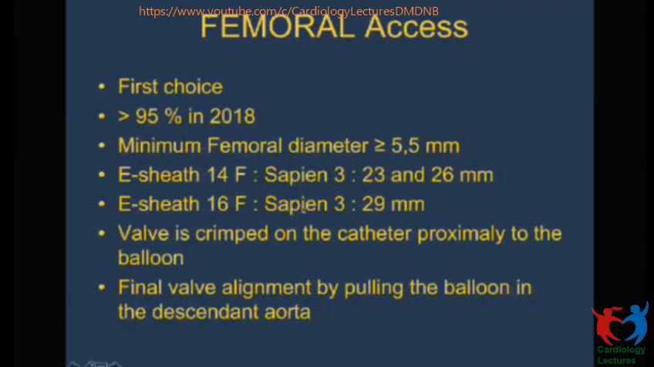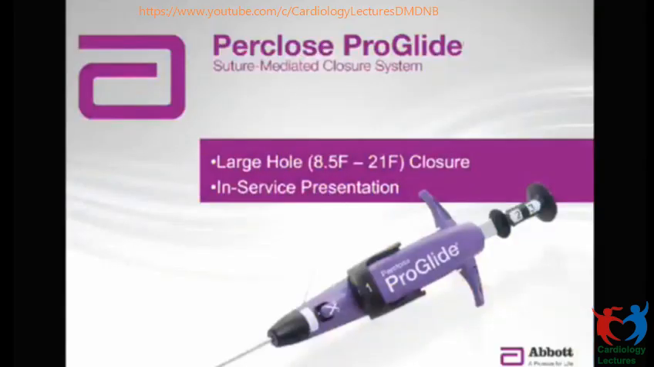The sheath for SAPIEN 3 would be 14 French for the 26 millimeter, and 16 French for the 29. Your SAPIEN 3 is crimped on the catheter proximal to the balloon, and you have to align the valve on the balloon by pulling the balloon back in the descending aorta. So you chose your valve, and now you want to do the transfemoral approach.